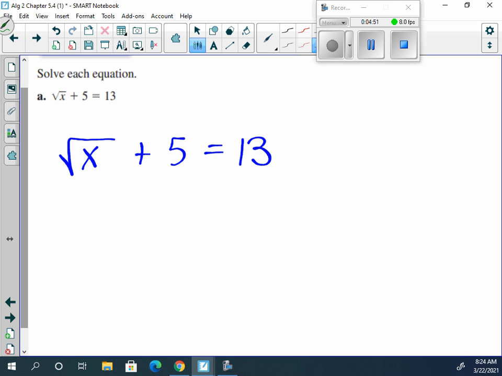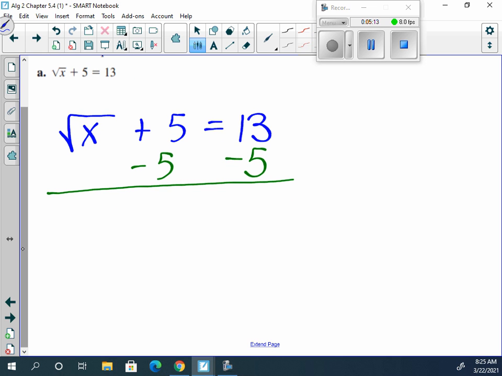Well, our first step in solving these is to get the radical by itself. Well, what is with the square root, this radical? Plus 5. So we need to get the 5 away. Yes? So we can do what to both sides? We can minus 5 from both sides of the equation. This 5 minus 5 will cancel, leaving us with the square root of x is equal to 8.